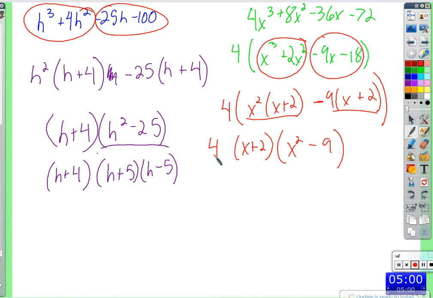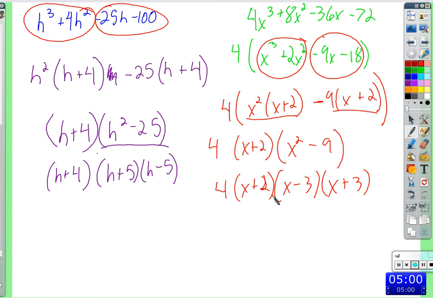No, they can't factor. I mean, we can write 4 as 2 times 2, but that'd be a little bit silly. X plus 2 can't be factored. Can we factor x squared minus 9? Yeah? What would it be? Plus 3. There you go. It's a difference of squares. We still have our x plus 2 factor. We still have our factor of 4. And it's all done. Factor that completely.